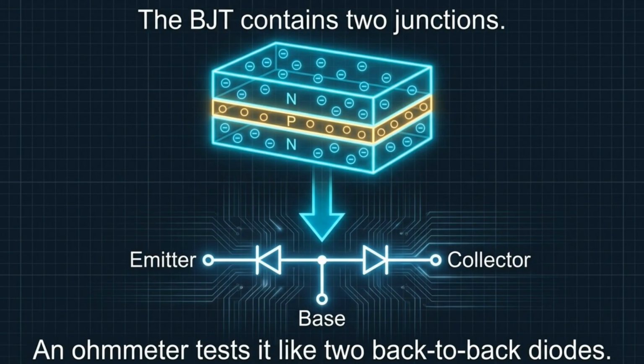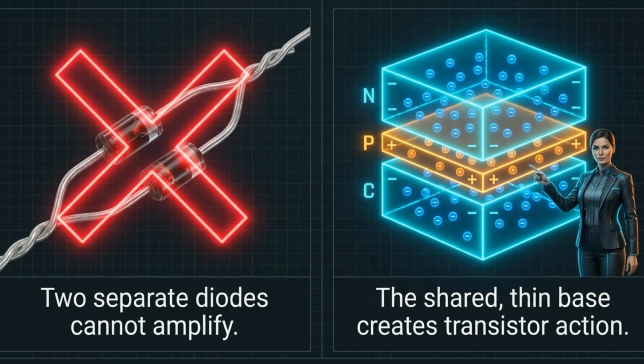A BJT contains two internal junctions. Because of this, when testing with an ohmmeter, it behaves like two back-to-back diodes. It's important to note that two separate diodes cannot amplify. It is the shared, thin base structure that enables true transistor action.